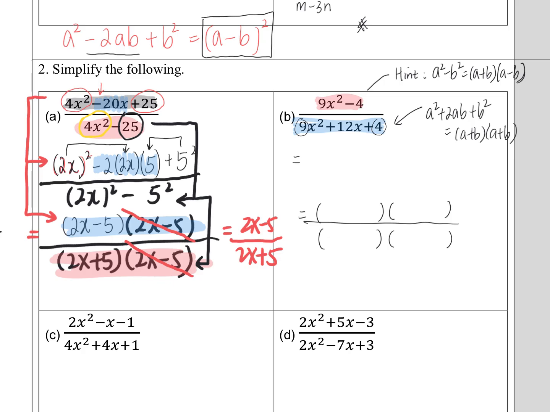Okay, try. See whether you can change this to this. Follow exactly part A. It's the same. Okay, then part B, you need to do this, plus 2AB plus B squared.